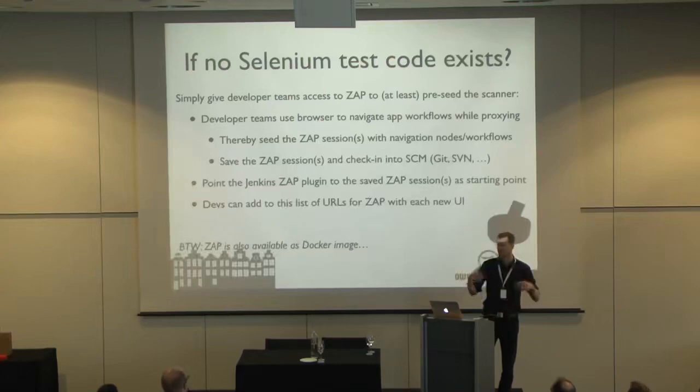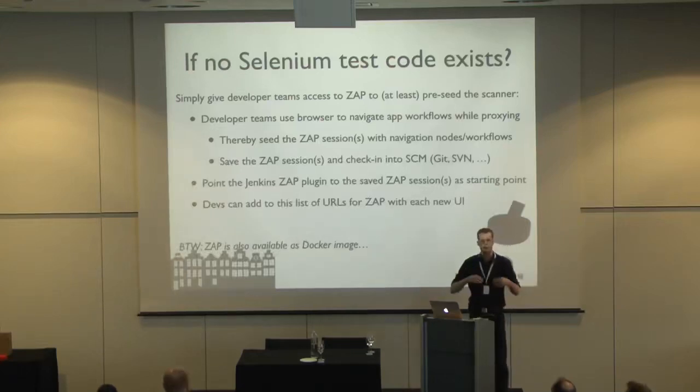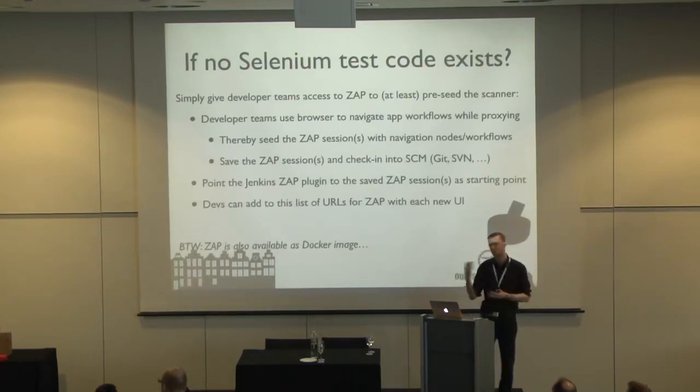So that way you can at least train ZAP in a better way, with proper parameters and proper request values of the steps that would not have been found by just spidering.